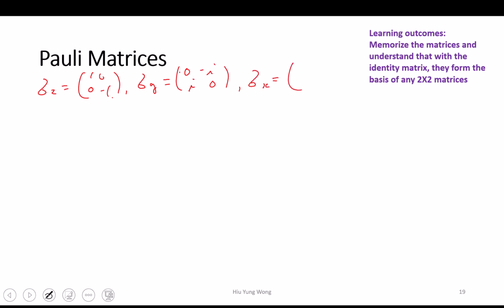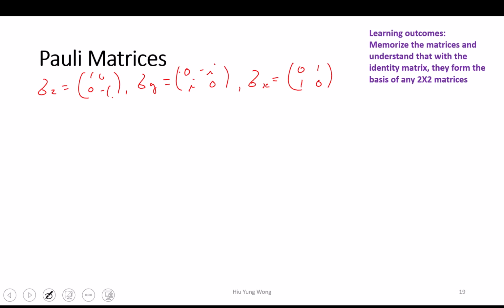So let's start to talk about the Pauli matrices. Pauli matrices actually refer to these three matrices. Sigma Z equals 1, 0, 0, negative 1. Sigma Y equals 0, negative i, i, 0. And sigma X equals 0, 1, 1, 0. Okay? These are Pauli matrices. That's it. Memorize it.